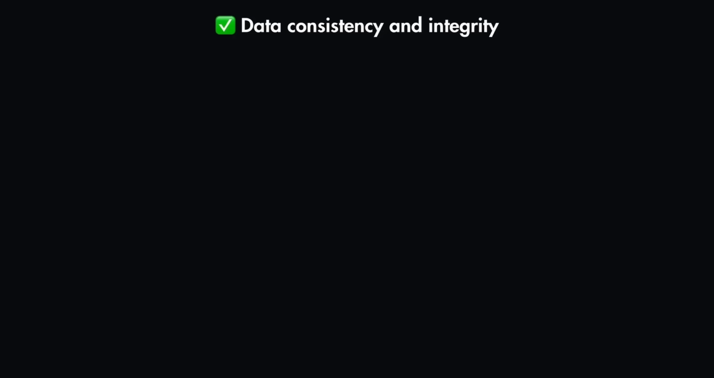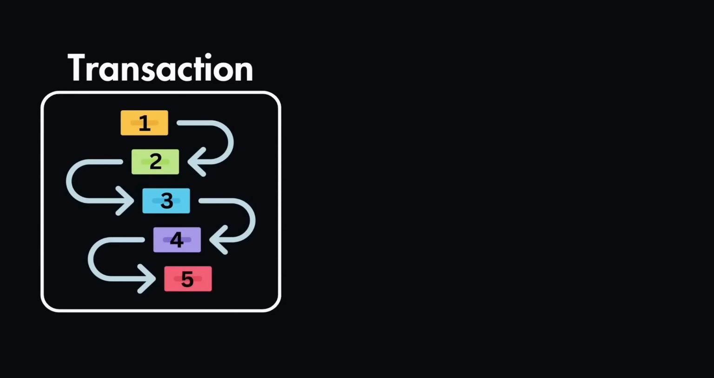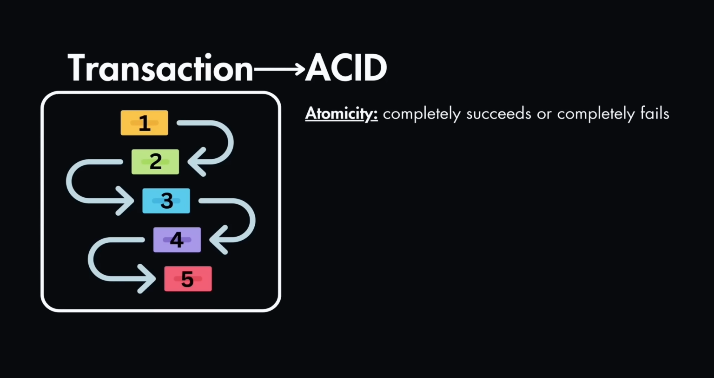And the other big advantage is they provide robust data consistency and integrity, especially for transactions. Transactions in SQL are a sequence of one or more SQL operations that are performed as a single atomic unit, and each transaction in SQL follows the ACID acronym. You can think of a transaction example like a bank transfer. So first of all, the transactions are atomic, which means that the entire transaction is treated as a single unit, which either completely succeeds or completely fails.